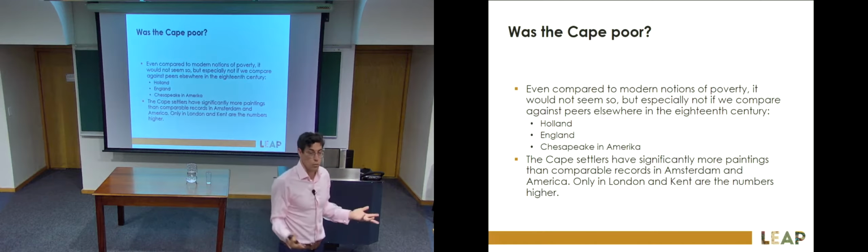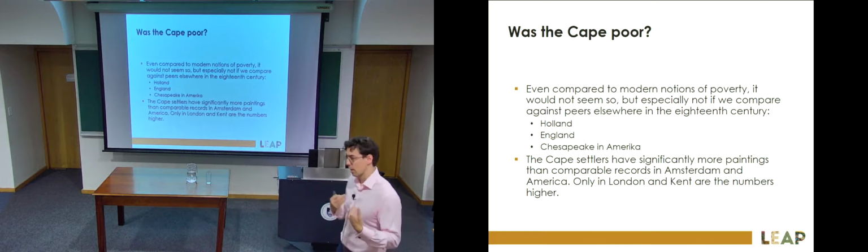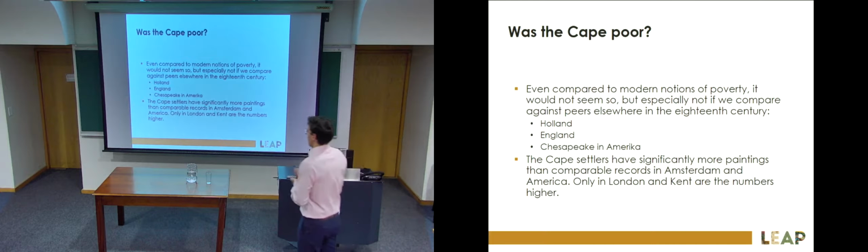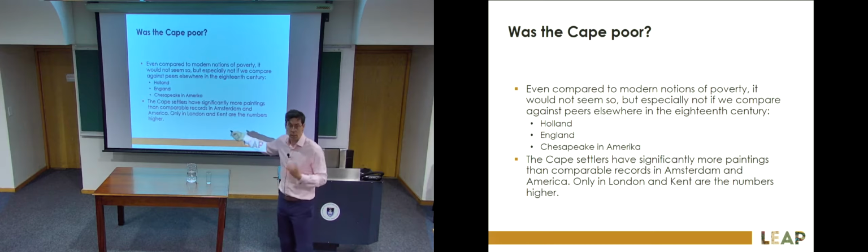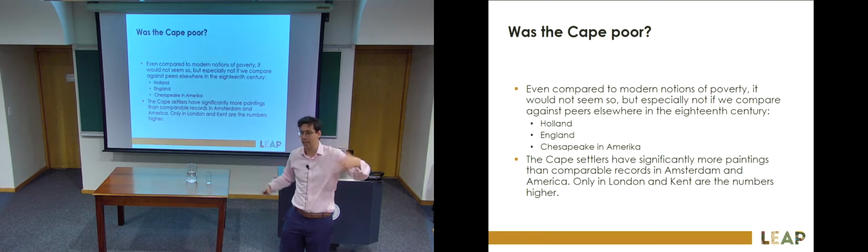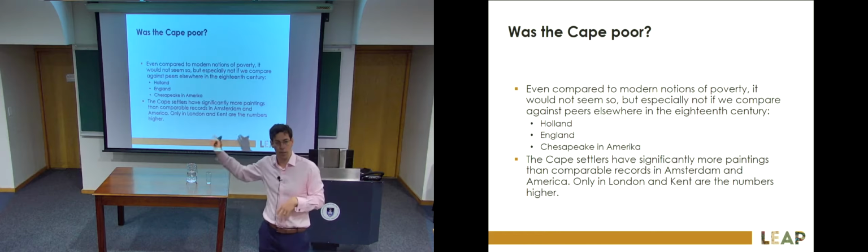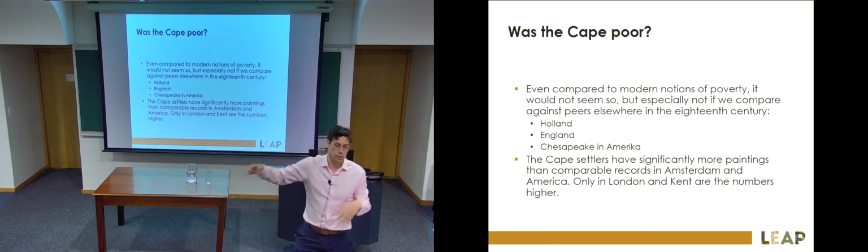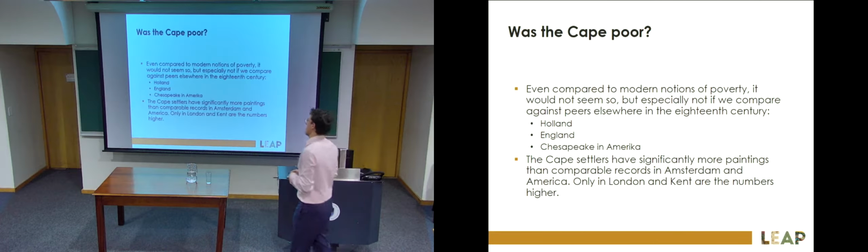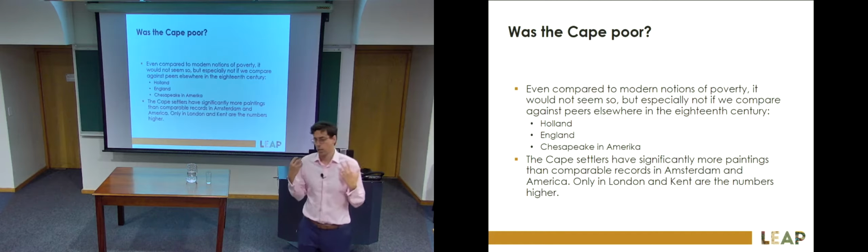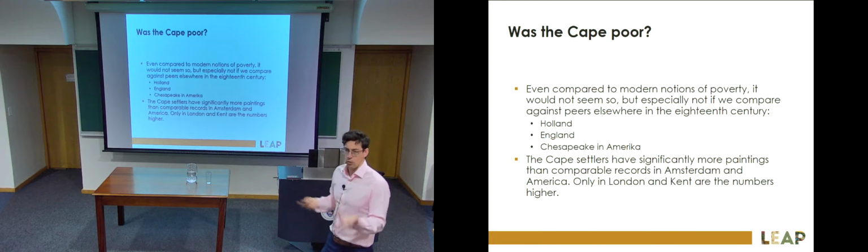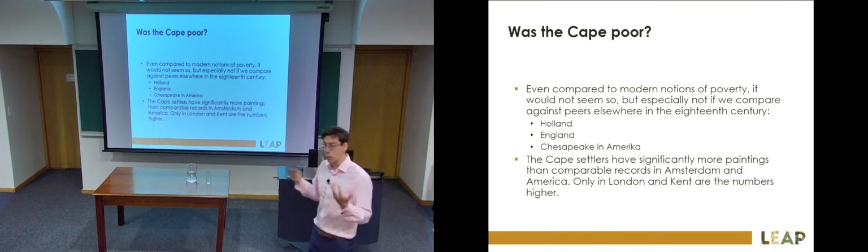Even the number of Bibles, these kinds of things, or just paintings. The Cape is actually comparable to similar records in London. London and Kent are higher than the Cape. But even Amsterdam and Jerusalem have fewer assets than the Cape centers. So in that sense, I'm quite confident that these numbers reflect a society that is pretty affluent.